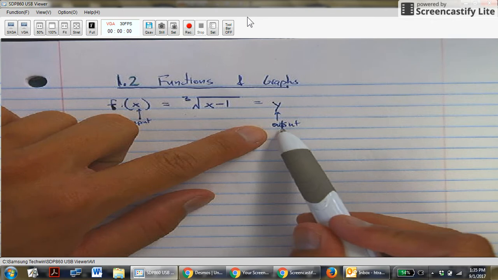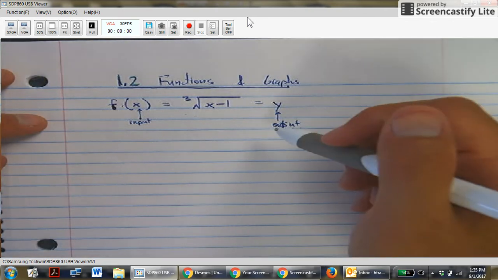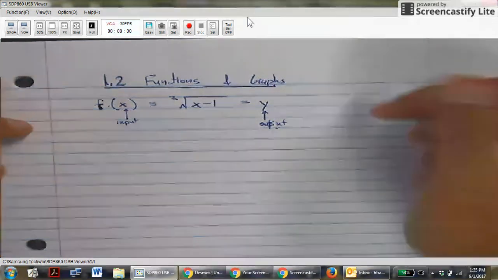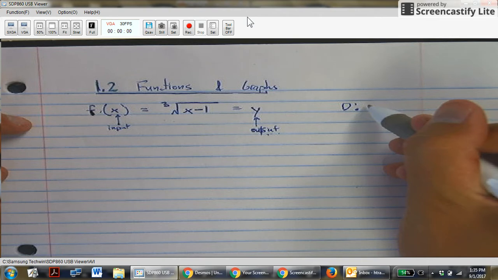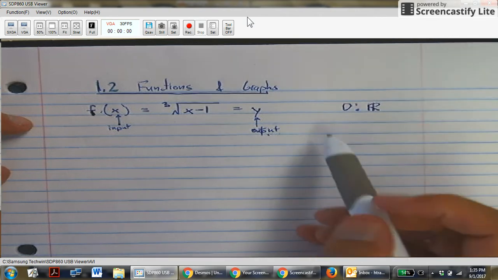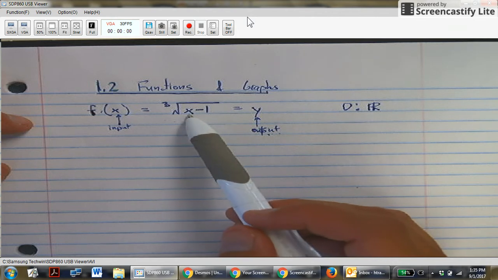Okay, so it's O-U-T, P-U-T. Okay, it's kind of hard to see here, but by the way, before we move on, let's talk about the domain of this function. It's actually all real numbers. The domain of this function is all real numbers. That means I could put any real number.